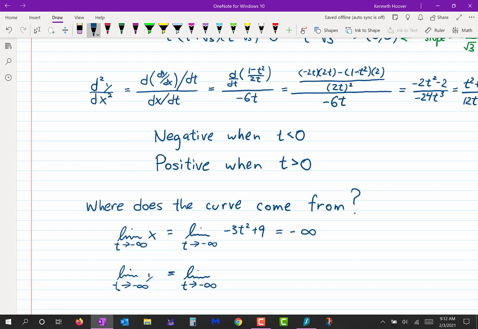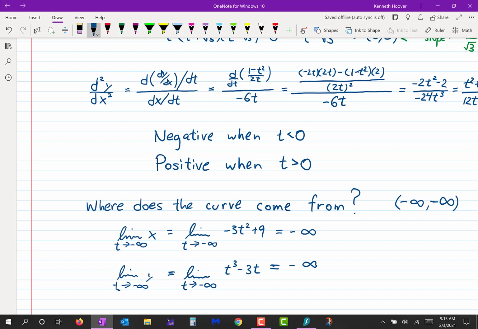Okay, remember y is just t cubed minus 3t. So as t goes to negative infinity, that limit is negative infinity. So I answer that question, where does t come from? I mean, where does the curve come from? I answer it like this. I say it comes from negative infinity, comma, negative infinity. Now this is just the way I say it. You won't see this in the book because first of all, there's no such thing as negative infinity, negative infinity.